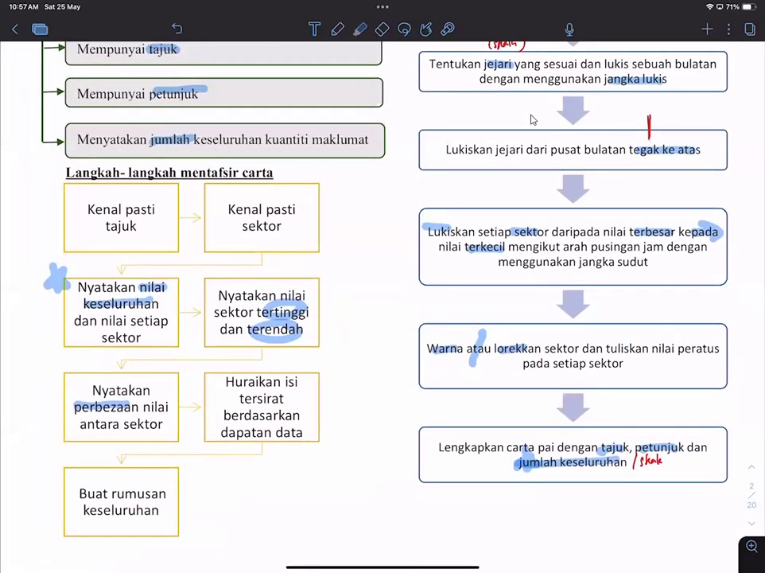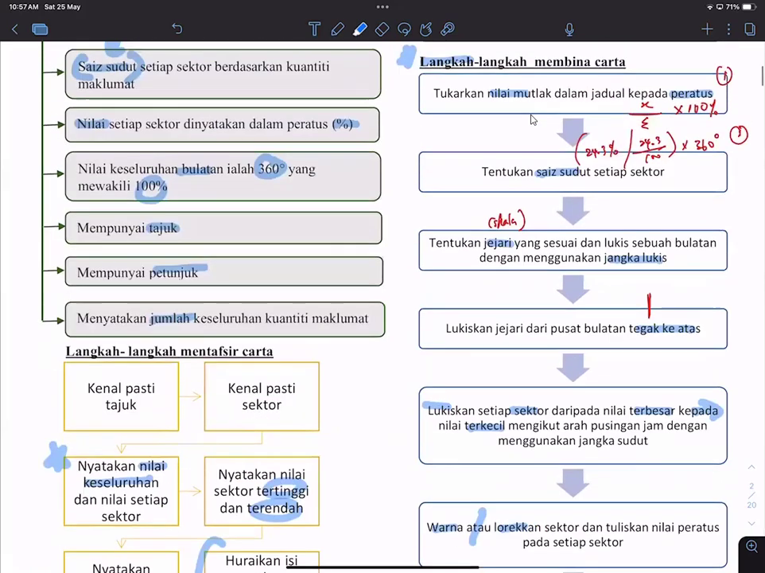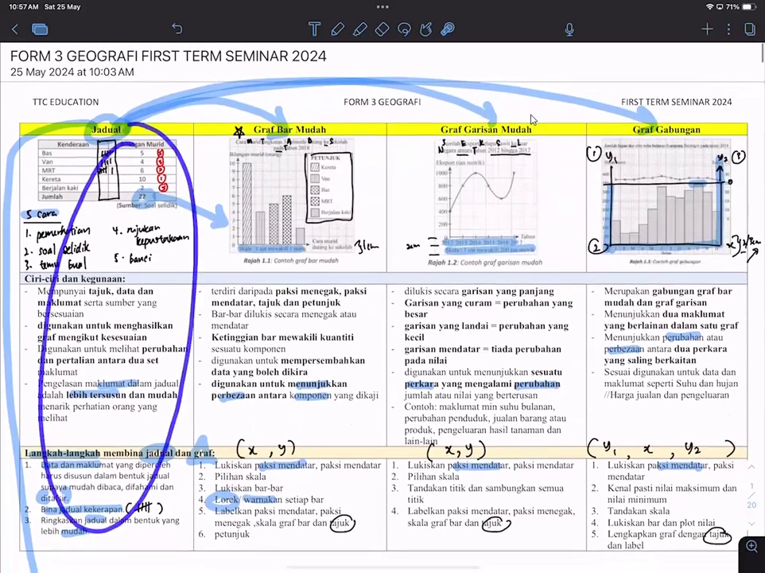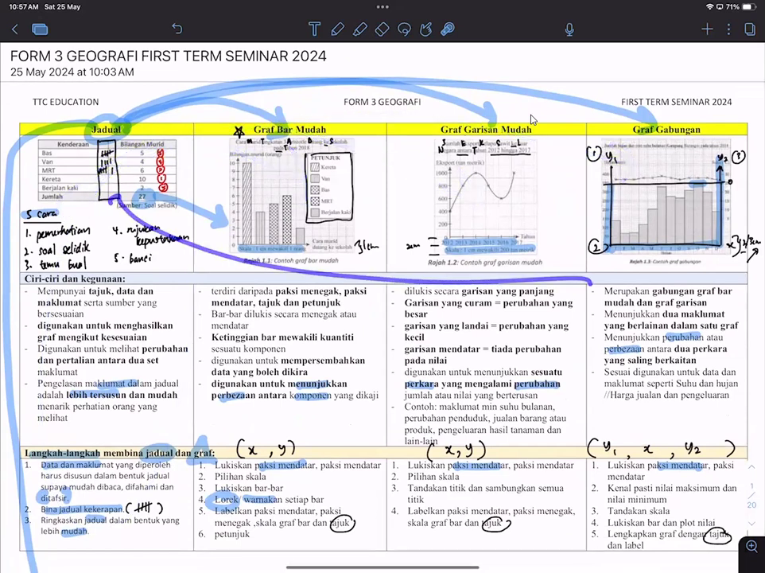Still, guys, we have to prepare tafsiran. Tafsiran not only for carta pai, tafsiran for your graf bar, graf garisan, and graf gabungan. So usually for the jadual, there's no tafsiran. Jadual just is going to give you guys 3 marks to prepare for the jadual kegerapan. So jadual usually we do need to tafsirkan because from jadual we can prepare for the graf bar, graf garisan, graf gabungan, right? So how to determine the jadual is for which gambar rajah?